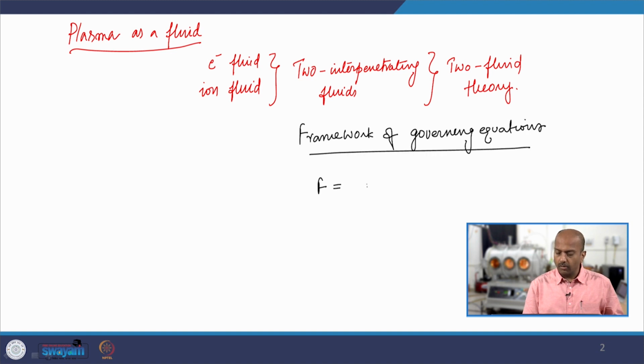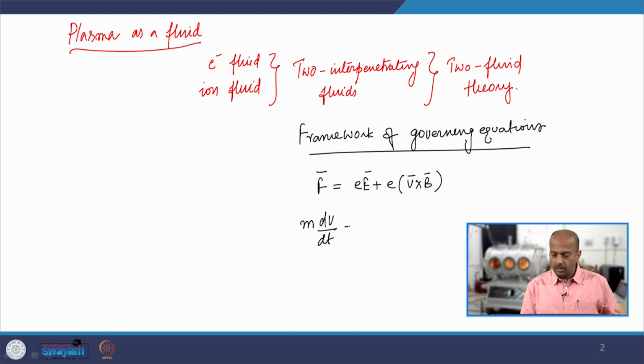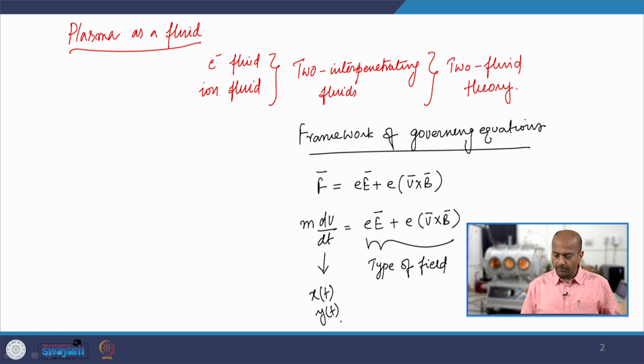So, if you remember, our equation was very simple when we were considering plasma to be a particle. It is m dV by dt is equal to the force due to the electric field plus the force due to the magnetic field, right. So, when you solve this equation, depending on the type of field that we have taken, we will get the position as a function of time. So, this is what our approach has been so far.